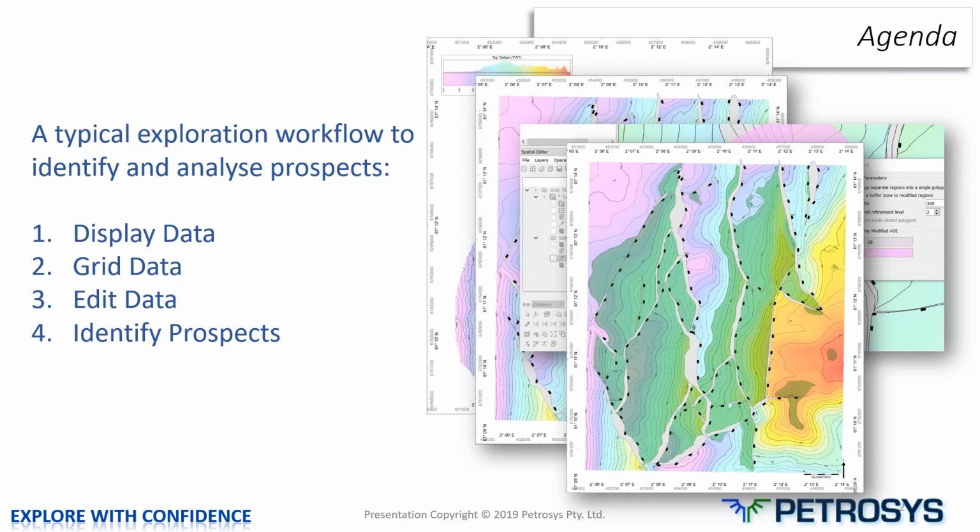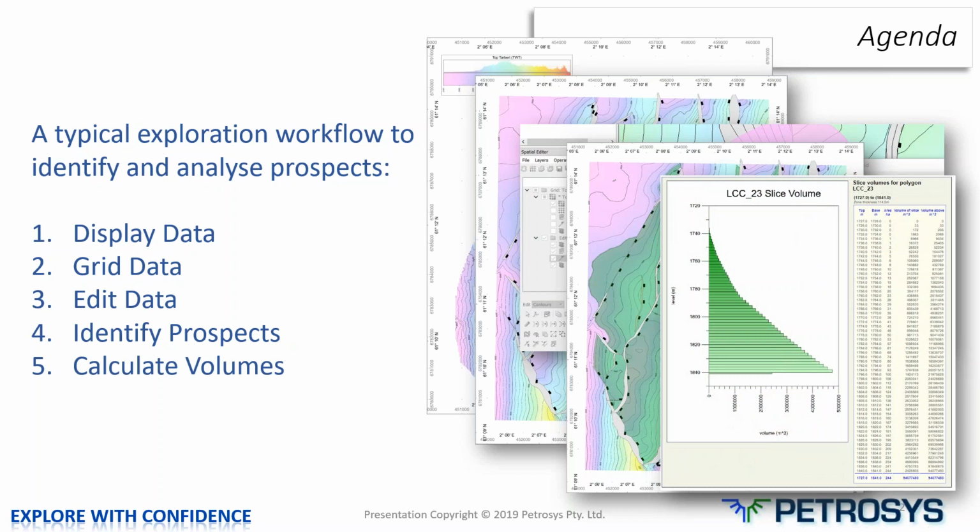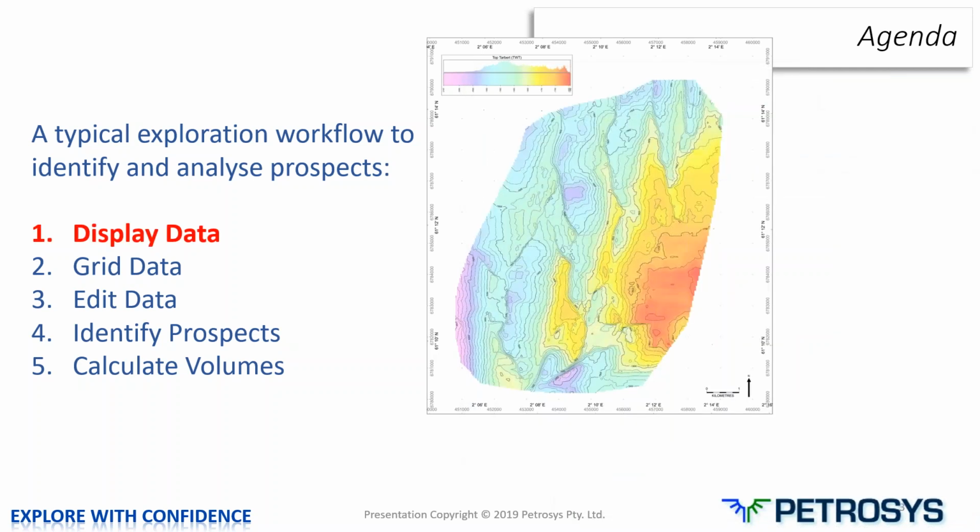It's fairly new to Petrosys PRO, so some people may have missed it, and we thought we would show how we can identify prospects across the surface. And then finally we'll look at how we can calculate volumes. The volumetrics option has been in Petrosys PRO for a while, but it's always good to recap on how that works, and also introduce you to the probabilistic volumetrics that Petrosys PRO now has. Those are the 5 topics I'm going to focus on, and I'm going to jump straight to the software and start with the first one, which is all about how easy it is to display data.